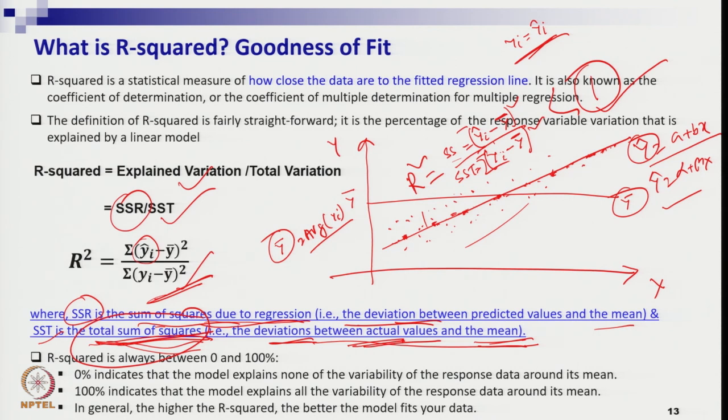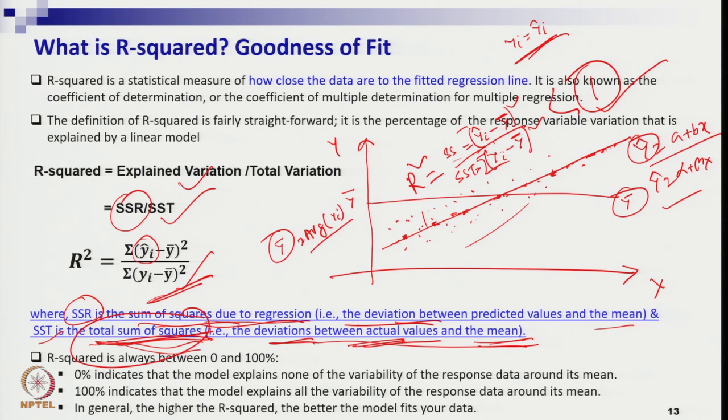If there is a weak fit, where none of the points are falling on the line, probably your R square will be very low. Very low means your regression is not good. But if many points fall on the line and the rest are closer to the line, your R square value will be high. This is the goodness of fit calculation through R square. Therefore, R square is nothing but the ratio of explained variation to the total variation.